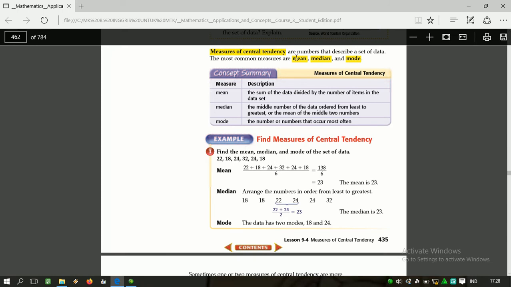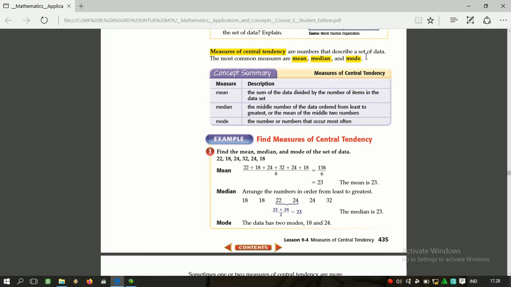Measures of central tendency are numbers that describe a set of data. The most common measures are mean, median, and mode. Concept summary: measures of central tendency. Mean: the sum of the data divided by the number of items in the data set. Median: the middle number of the data ordered from least to greatest, or the mean of the middle two numbers. Mode: the number or numbers that occur most often.